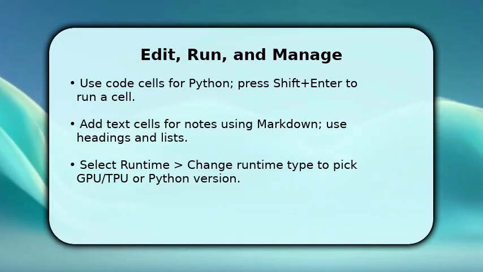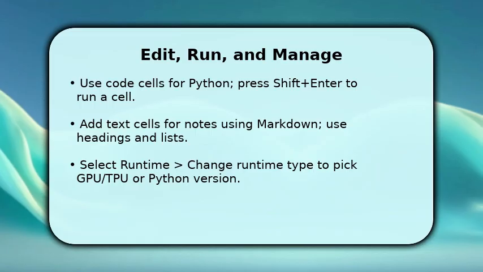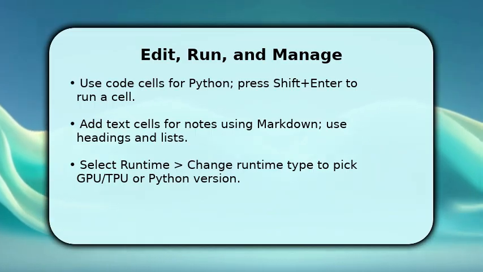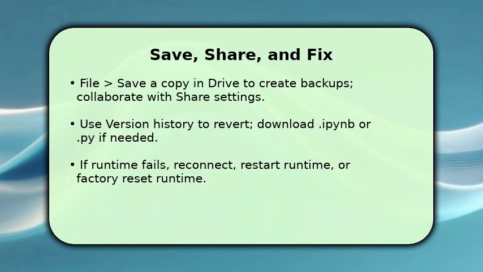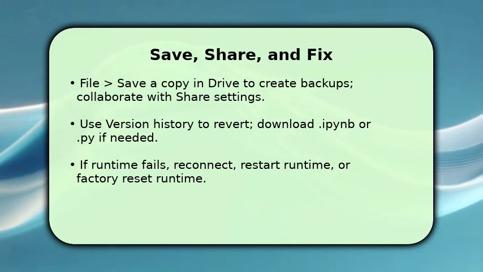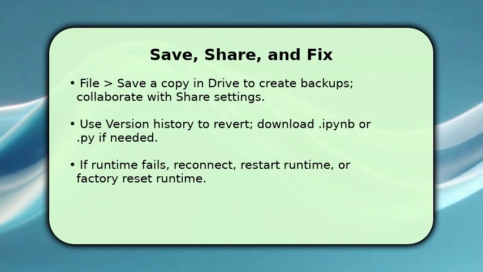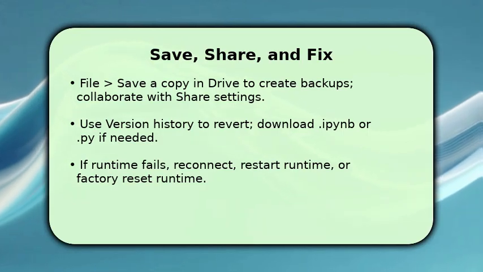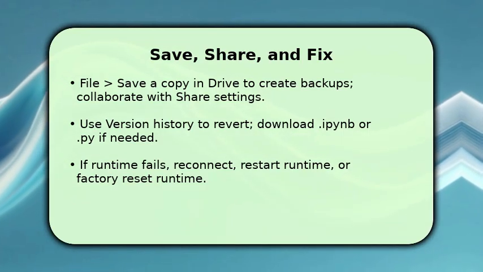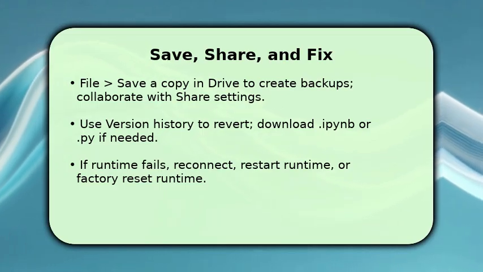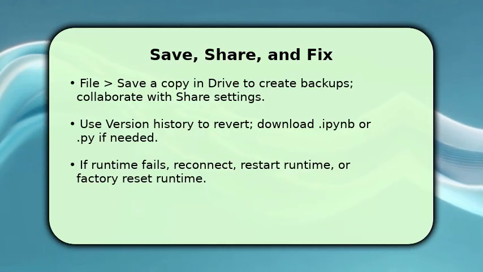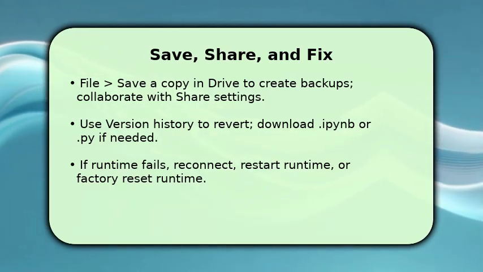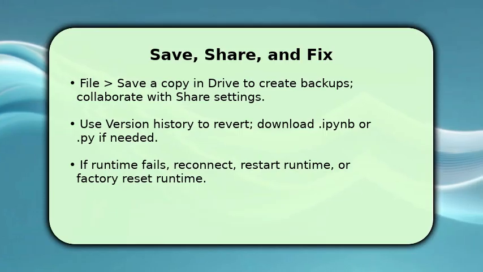Choose a compatible Python version. Also, organize files with the left side file browser and mount Drive when you need persistent storage. Finish by saving and sharing correctly. Colab autosaves to Drive, but manually use File, then Save a copy in Drive for a distinct backup, and set share permissions to invite collaborators with view or edit rights. Export a local copy as IPYNB or PY for portability, and use version history to revert unintended changes.